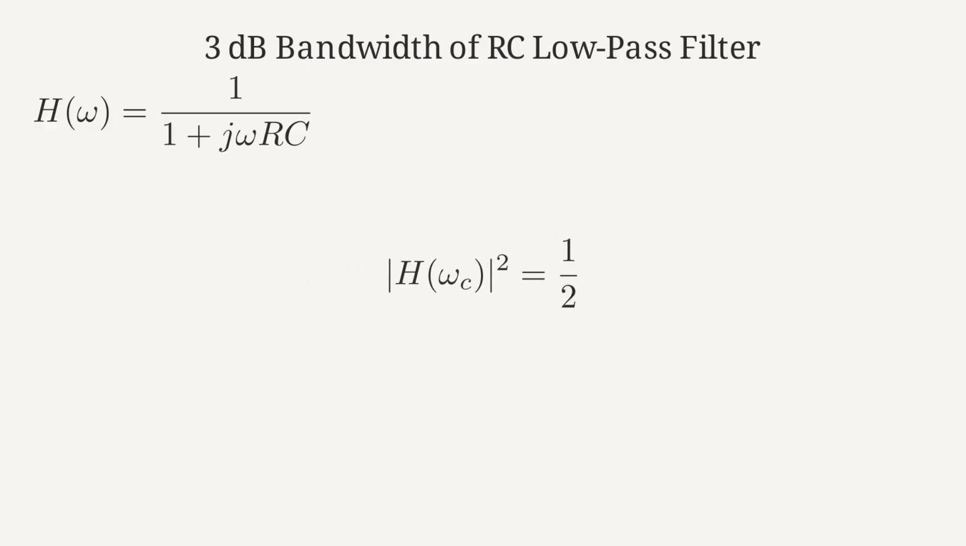The 3 dB point corresponds to half power. Since power is proportional to the square of the magnitude, this gives a magnitude of 1 over square root of 2.